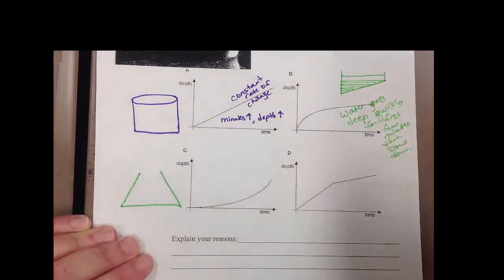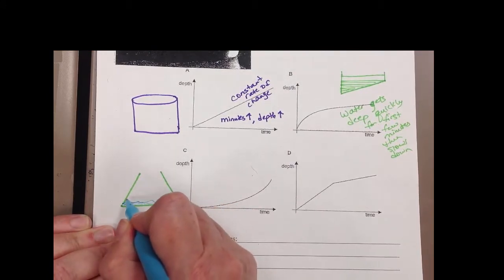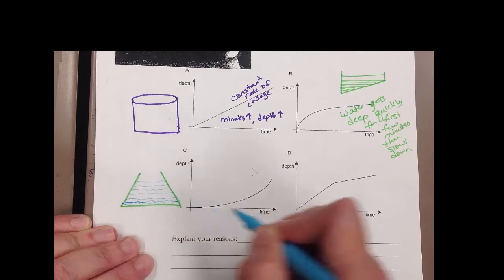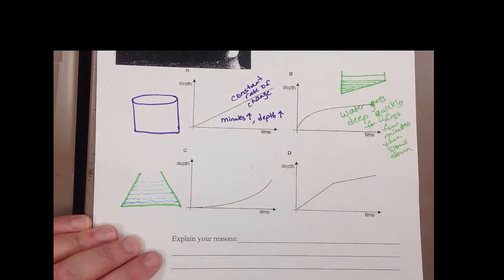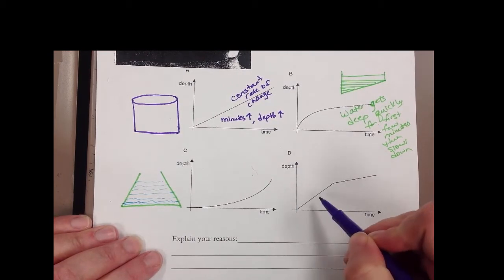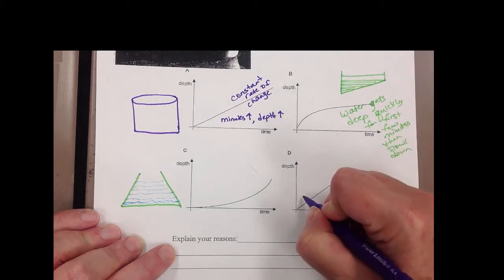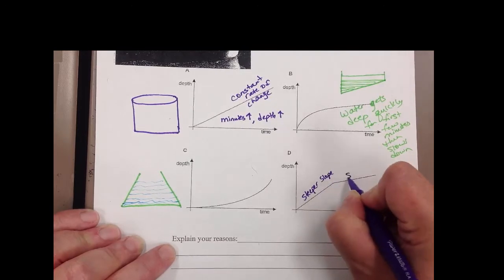So as the water is going into this pool down here, it takes a long time to start getting some depth, but the higher up it gets, the quicker it's filling. So that would give us this kind of graph. And finally, we have this graph over here. I have two sections that have constant rate of change. So we have a little bit of steeper slope here and a shallower slope here.